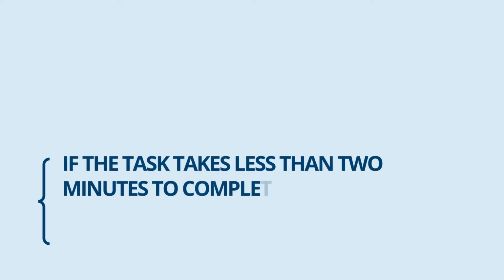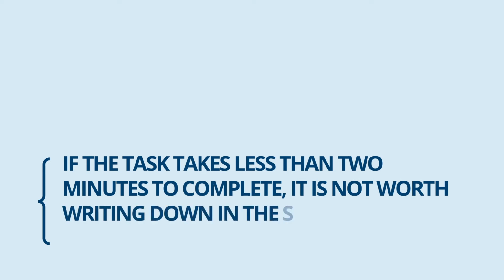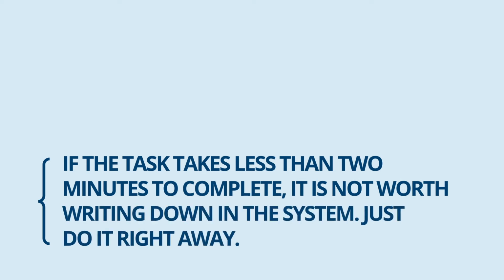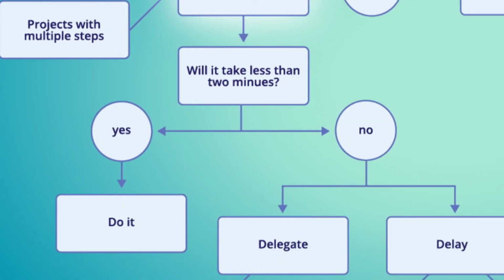If the task takes less than 2 minutes to complete, it's not even worth writing down into the system, just do it right away. So at this stage of processing, if you saw a task that is actionable and takes less than 2 minutes to do, just do it right away. It is such a simple and fast task that it does not even deserve to be placed in your task manager. The time it will take you to write it down and organize it is greater than the time it will actually take you to perform the task.